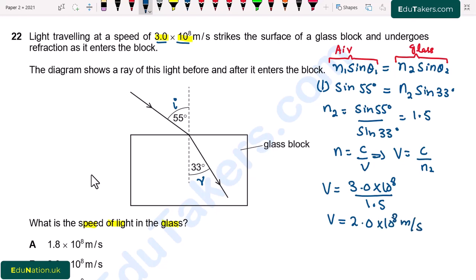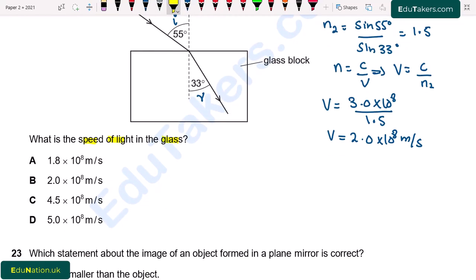So here, option A is 1.8 × 10^8 meters per second, B is 2.0 × 10^8 meters per second. Our value is also 2.0 × 10^8 meters per second. So here option B is correct.